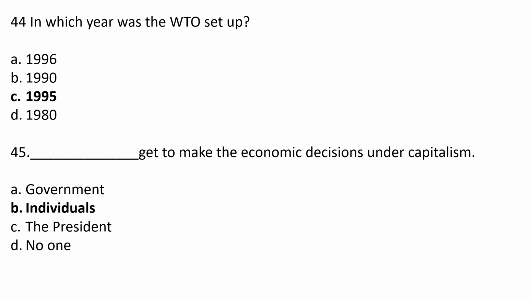Dash get to make the economic decision under capitalism. Option A government, option B individuals, option C president, option D no profit. The correct answer is option B individuals. Individuals get to make economic decisions under capitalism.